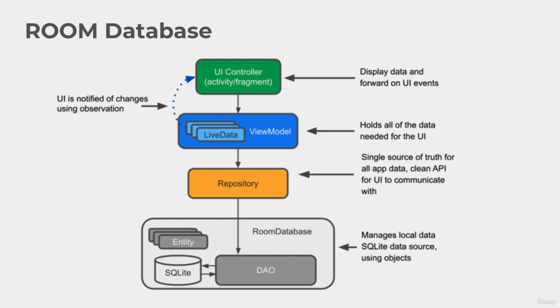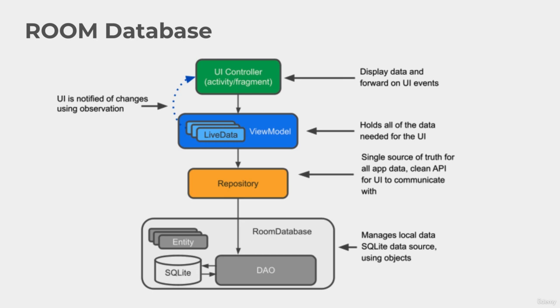And then we put together the repository layer, which essentially is not that important. In a sense, it's not important for this whole system to work, but nonetheless, it's a very special, crucial, if I may say, piece of this puzzle, because it allows us to have some sort of single source of truth for all app data. So we get this clean API for the UI to communicate with.